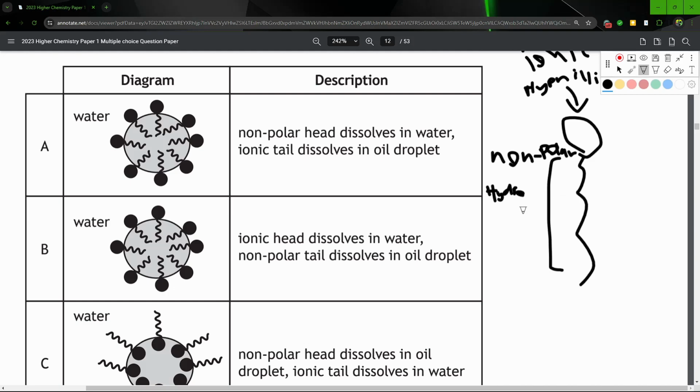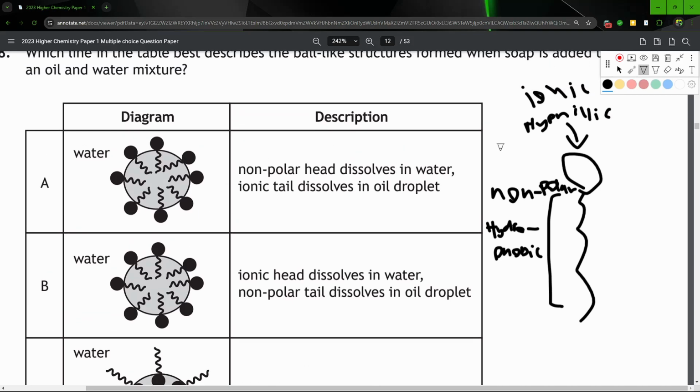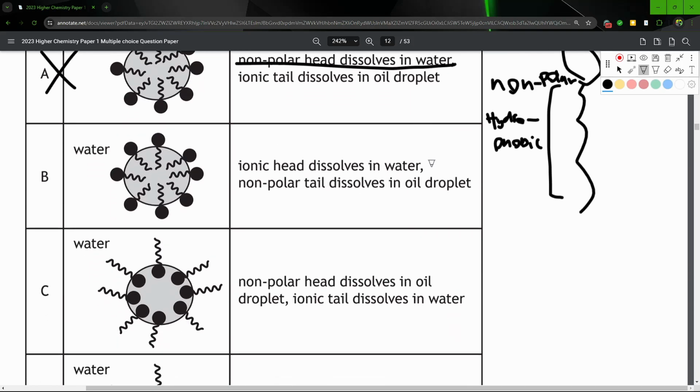You can read that right, hydrophobic. It won't dissolve in water, but it will dissolve in oil, which is what we try and get rid of. So if we apply this, we just need to find which one of these sentences says: non-polar head dissolves in water. Non-polar head, so A is garbage. Ionic head dissolves in water, that's correct.